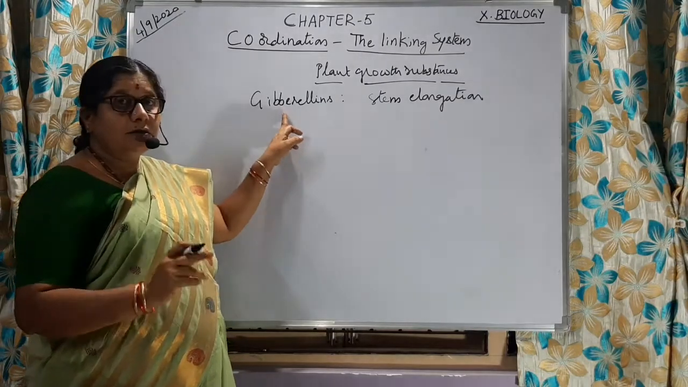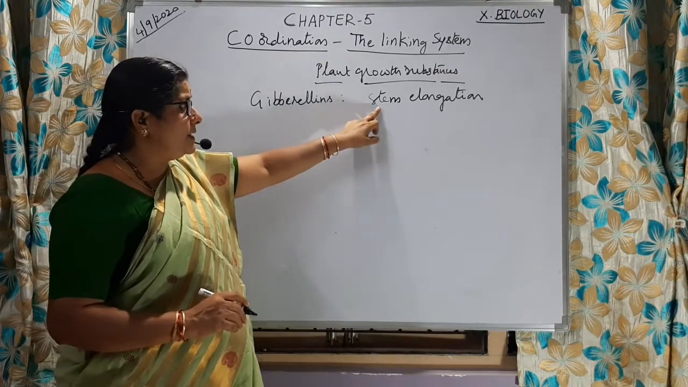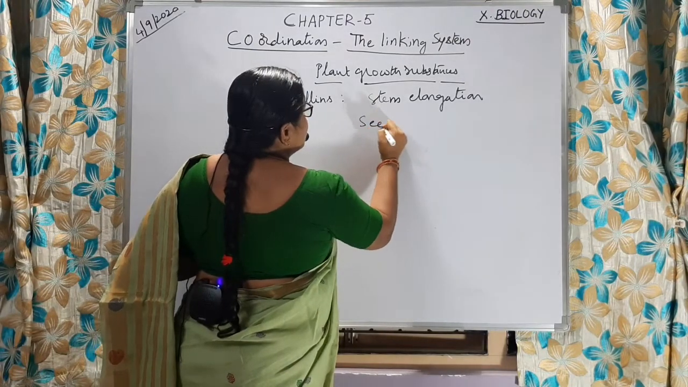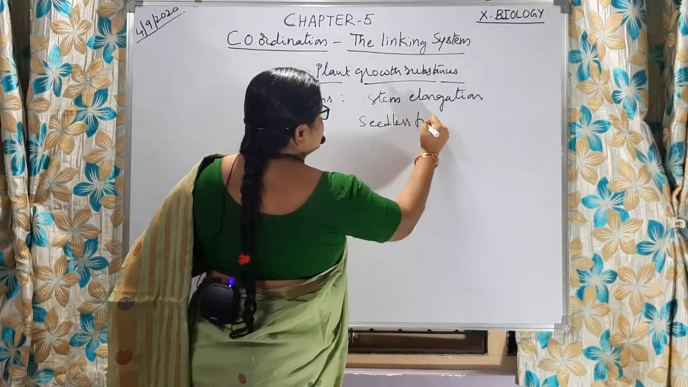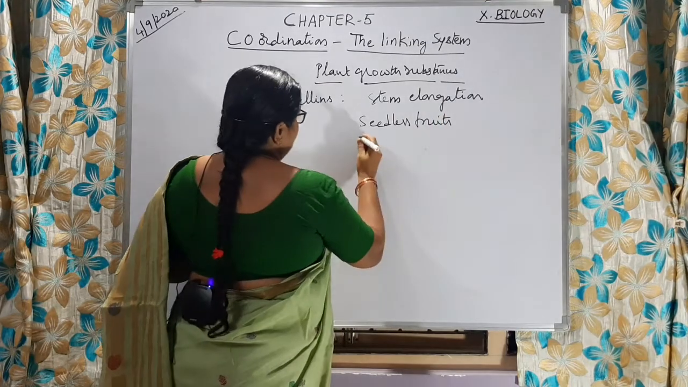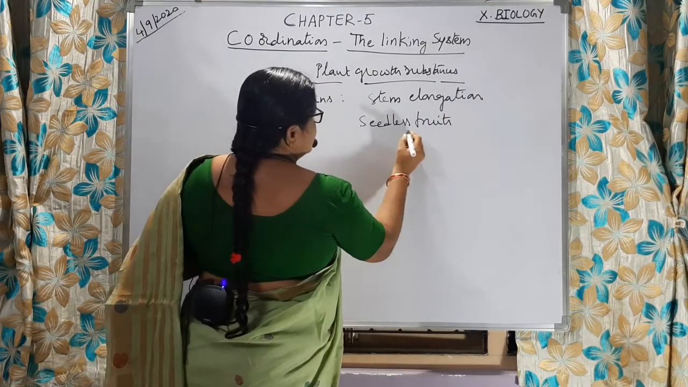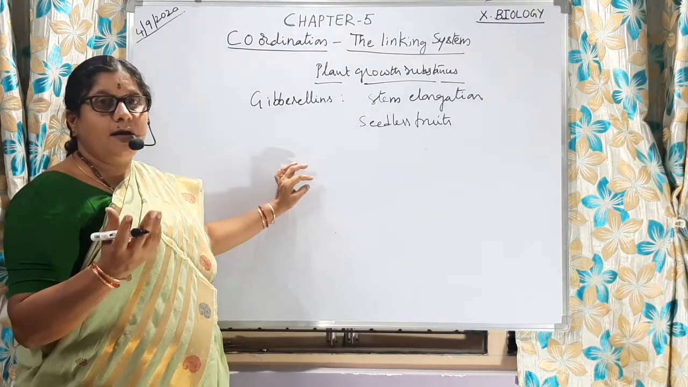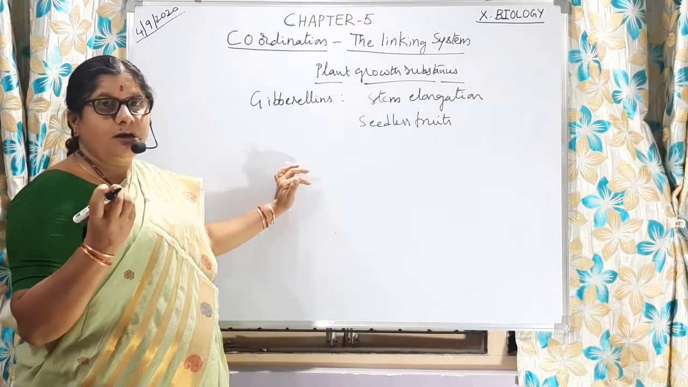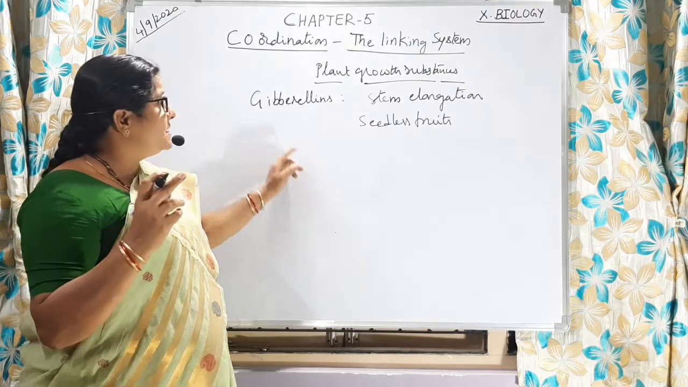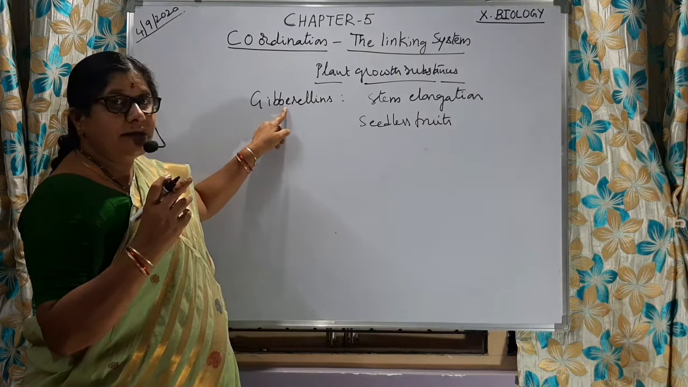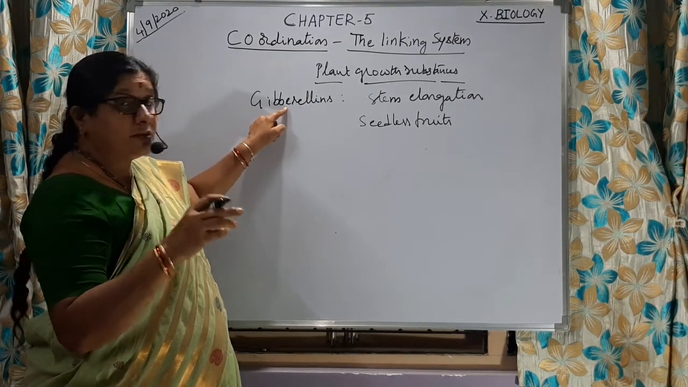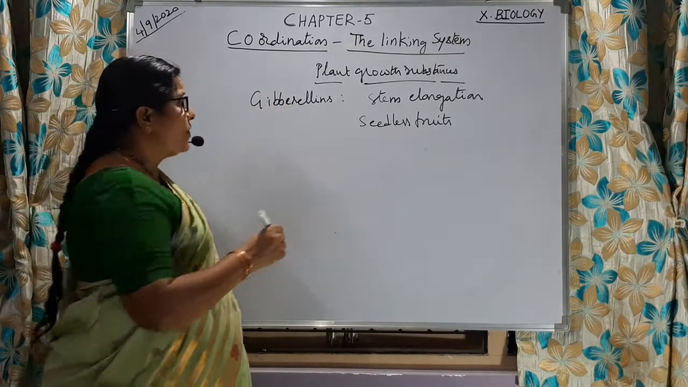Gibberellins are other kind of plant growth substances, helps in stem elongation, then production of seedless fruits. Seedless fruits means you are observing seedless fruits in pomegranates, papaya, even watermelon, we are not observing seeds. How it is happening means the gibberellins which are extracted artificially are used to induce the plants to produce the seedless fruits.